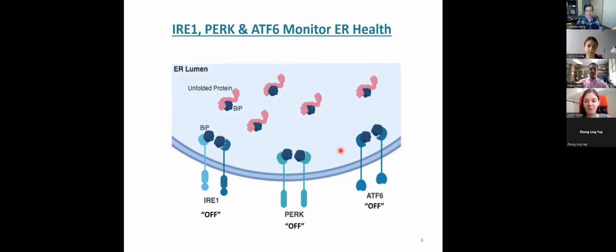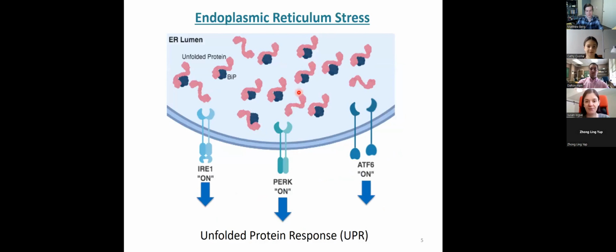But when we get the accumulation of unfolded proteins, which are my pink squiggles here, so this is an ER stress condition, BIP has a higher affinity to bind to these unfolded proteins than it does to IRE1, PERK, or ATF6. So this enables these transmembrane receptors to flip from an off to an on position, and each of these then triggers downstream signaling pathways, and it's these pathways that we collectively refer to as the unfolded protein response.